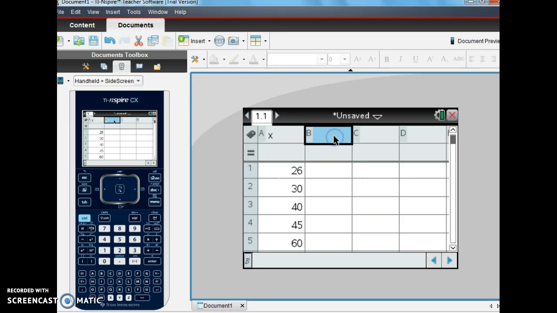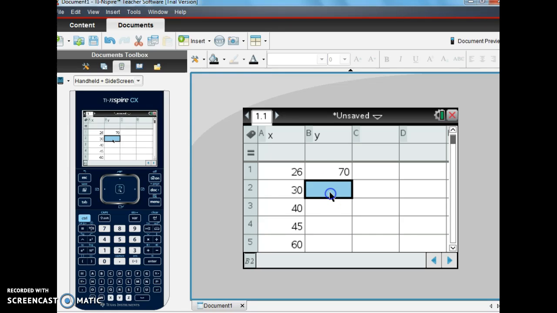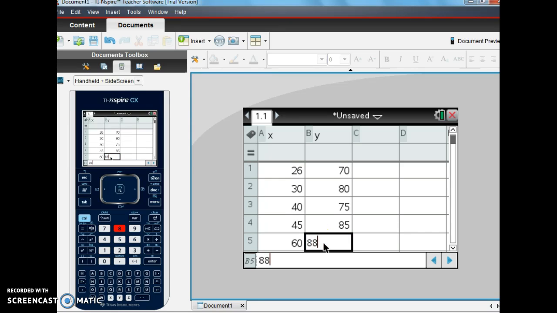Okay, so then over here we got our Y. For 26 minutes, let's say they got a score of 70. For 30 minutes, they got a score of 80. 40 minutes, they got a score of 75. 45 minutes, 85. 60 minutes, 88. Okay, so now I've got my time, and then I've got my test score. I want to find the correlation coefficient from here.